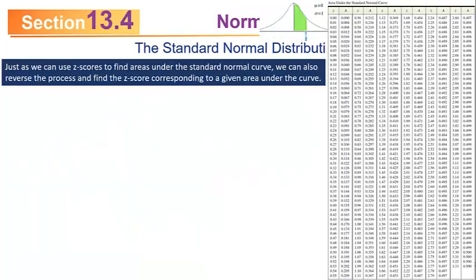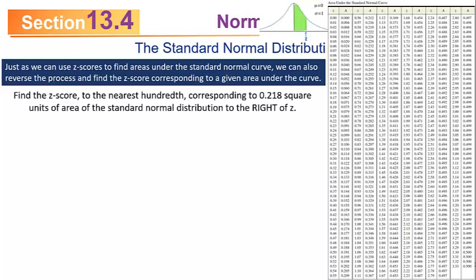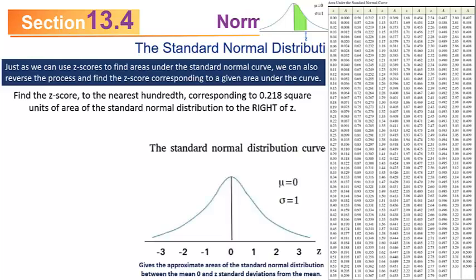Just as we can use z-scores to find areas under the standard normal curve, we can also reverse the process and find the z-score corresponding to a given area under the curve. For example, find the z-score to the nearest hundredth corresponding to 0.218 square units of area of the standard normal distribution to the right of z. You need to think about what that looks like. We're going to the right of z and we want an area of 0.218. So that's what it looks like. You're at a certain z value. You want the area to the right to be 0.218.